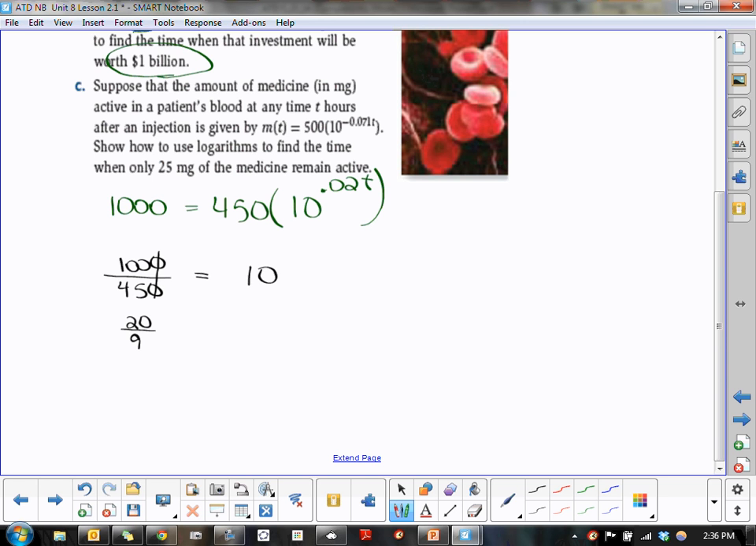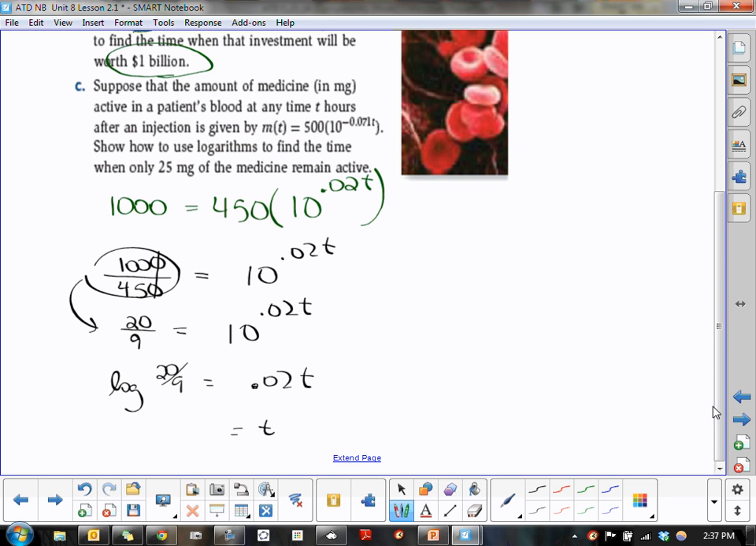Equals 10 to the 0.02 t. We reduced this fraction to get 20 over 9. That's all. You don't have to. Your calculator will handle it just fine if you don't. What do we have to apply? You have to do the log. I'm going to use 20 over 9 just because it's a smaller number. The log of 20 over 9 equals 0.02 t. Then you divide by 0.02.